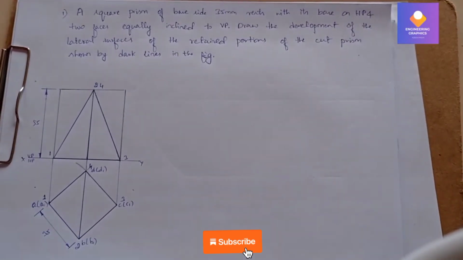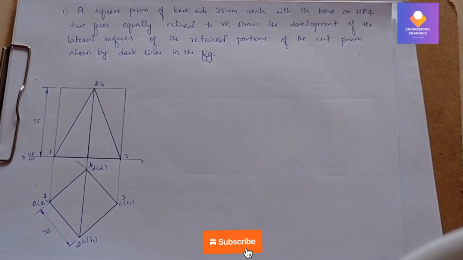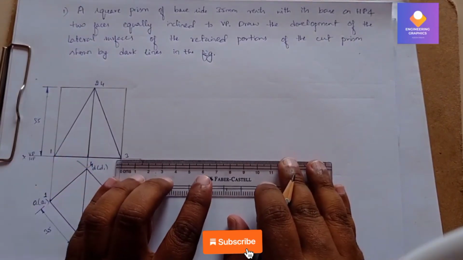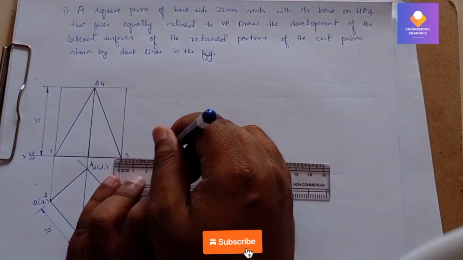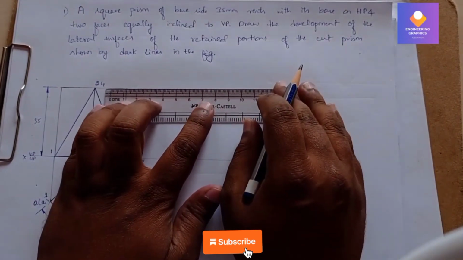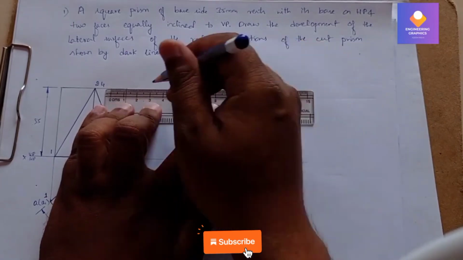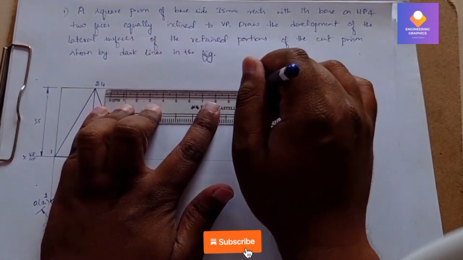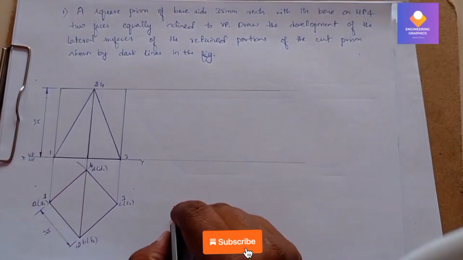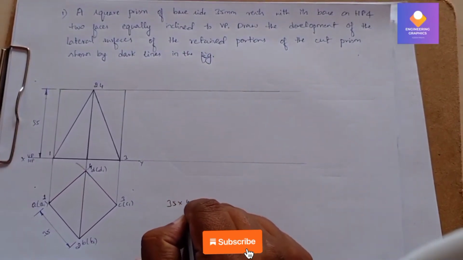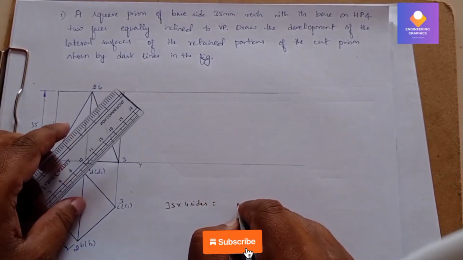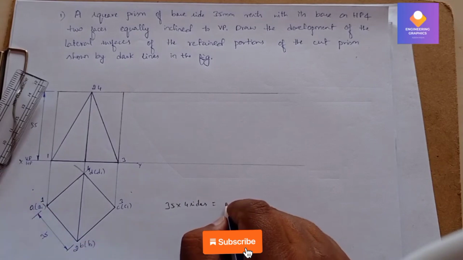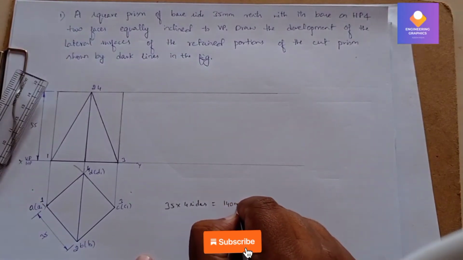Square prism of base side 35 given, resting on its base on HP, with the faces equally inclined to VP. So you can see, with respect to the diagram given here, we need to draw the development of the lateral surface. It has been cut with respect to the diagram here. You can see we have a base edge of 35, and it is a square prism. So 4 sides means it is around 140 mm. So the total length we get is 140 mm.